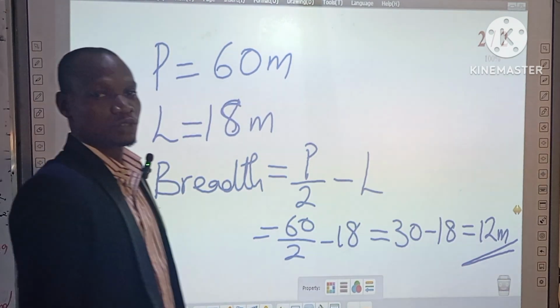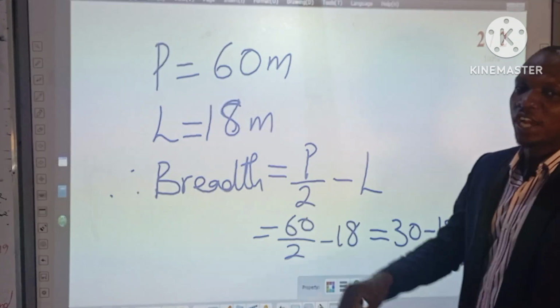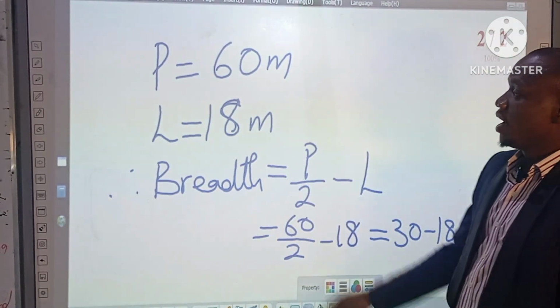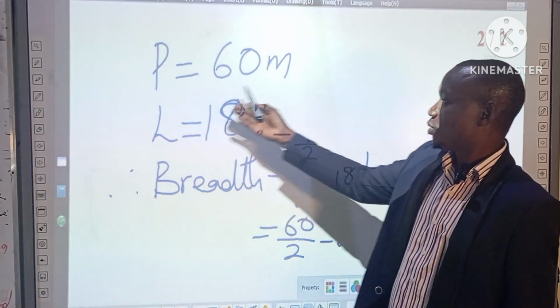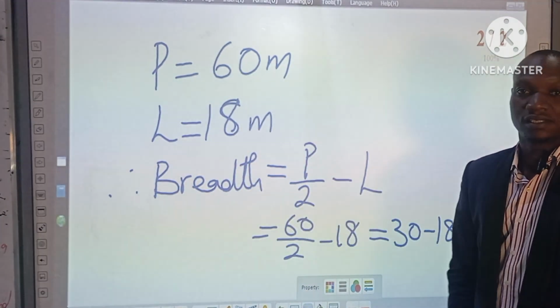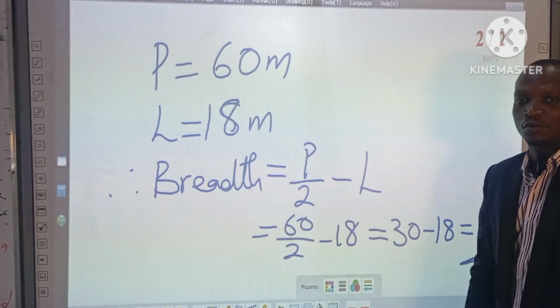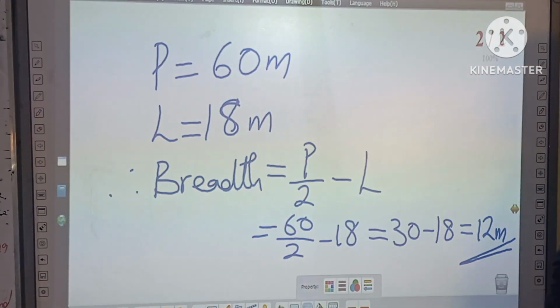So whenever you're looking for the breadth or length of a rectangle, when the perimeter is given, the first thing you must do is to divide the perimeter by 2 and subtract the side that has been given to you. In our case, our perimeter was 60 meters. The length was 18 meters. So we divided the perimeter by 2 and subtracted the length, which is 18, and we derive our answer, which is simply 12 what? Meters.